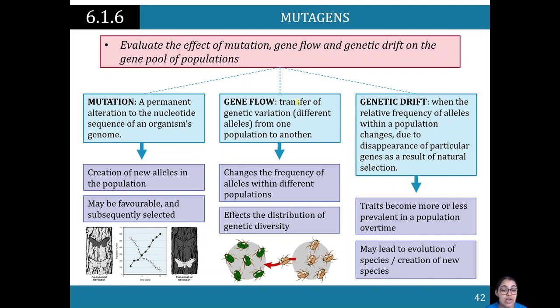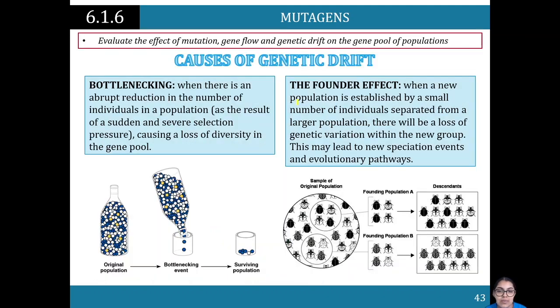Gene flow is the transfer of genetic variation from one population to another. It leads to changes in the frequency of alleles, and it can affect the distribution of genetic diversity. And finally, genetic drift is when the frequency of alleles within a population changes because of the disappearance of particular genes, and that could be a result of natural selection over time. So for example, traits can become more or less prominent, and it can also lead to evolution of species and creation of new species as well.